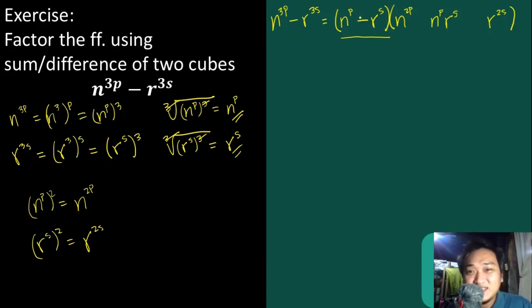Our sign, since it is negative in the middle, we discussed that when it is negative there, the middle term is positive. The rest are positive. That is our main technique. Therefore, the factor of n raised to 3p minus r raised to 3s is equivalent to the binomial and a trinomial: the quantity n raised to p minus r raised to s times the trinomial n raised to 2p plus n raised to p r raised to s plus r raised to 2s.